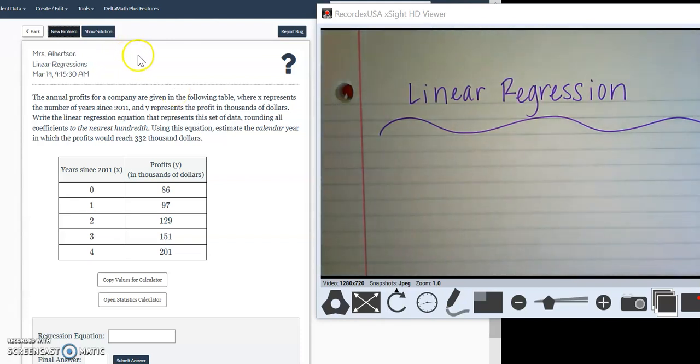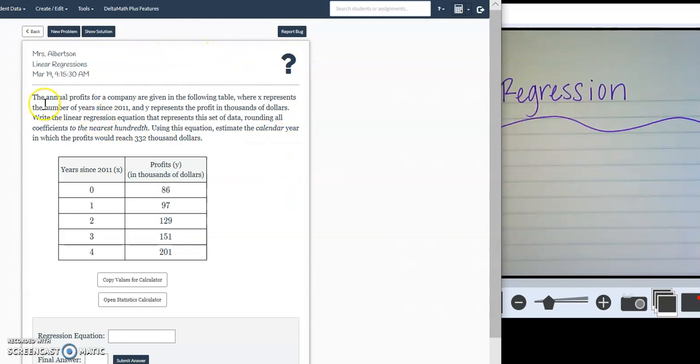First thing, on the DeltaMath site, you want to read the problem, because it is going to give you information about how to express your answer. Annual profits are given in the table. X is representing the number of years since 2011. Sometimes when we do a linear regression, we can't use 2011 for the value of X. So we can make the problem a little bit easier for our calculator if we change that.